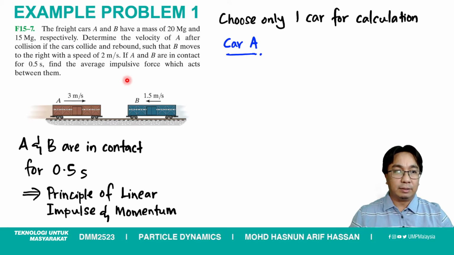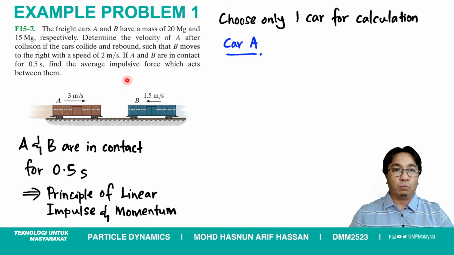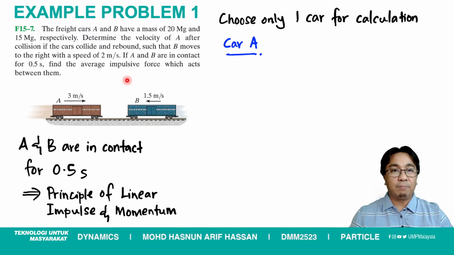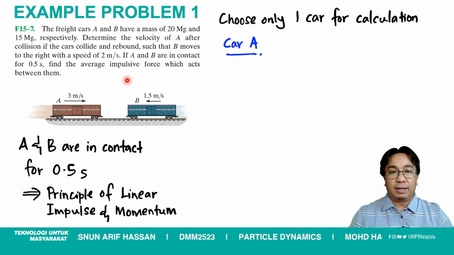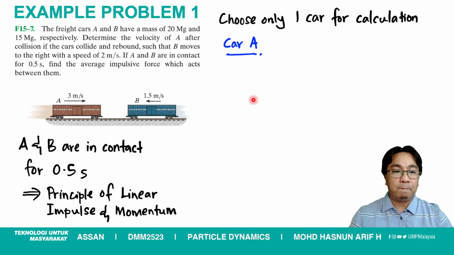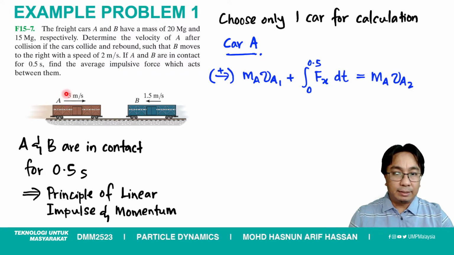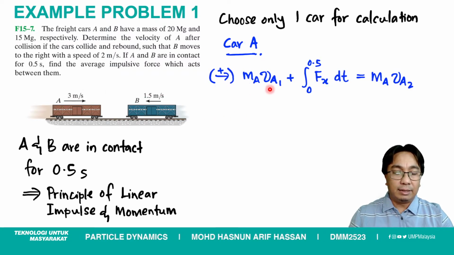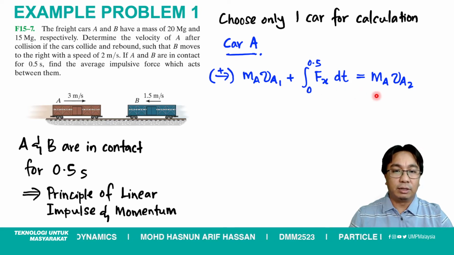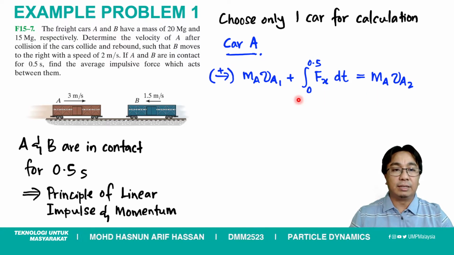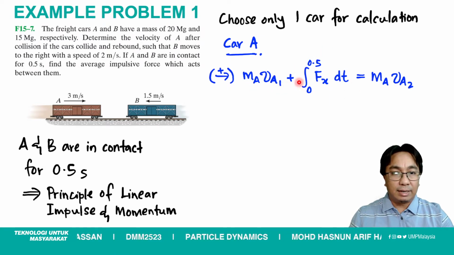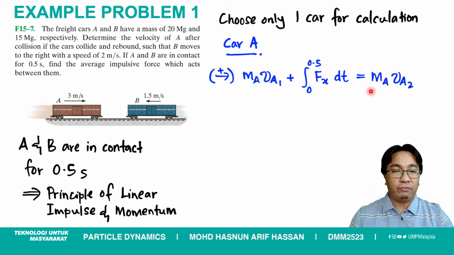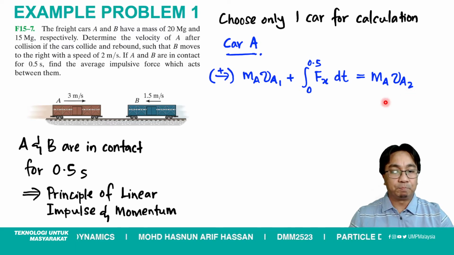So we choose only one car for the calculation because remember, when two objects collide, the same force will be applied to both objects. But the difference is that the same magnitude of force will be applied in the opposite direction. So if we choose car A, then we're going to take positive to the right in x-axis. This is the equation for the principle of linear impulse and momentum, ma va1 plus the total impulse in x-axis for the time from 0 to 0.5 is equal to ma va2.